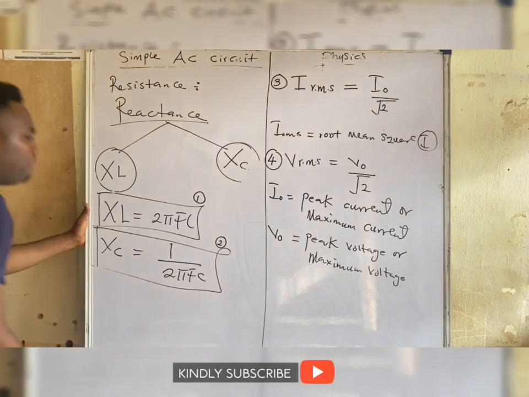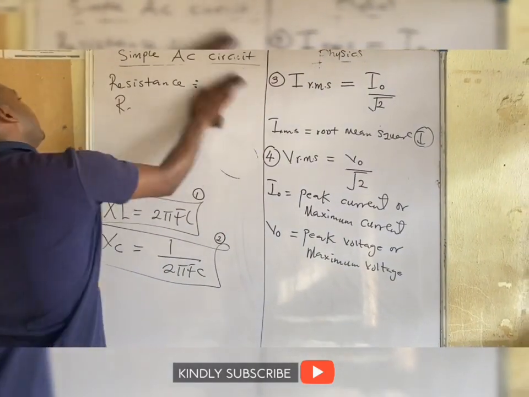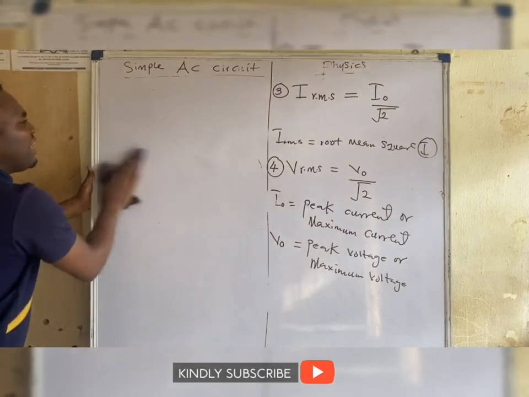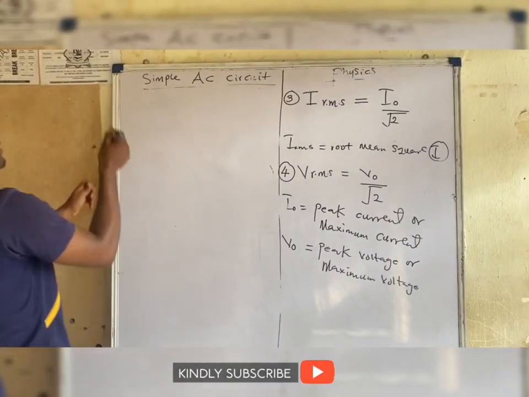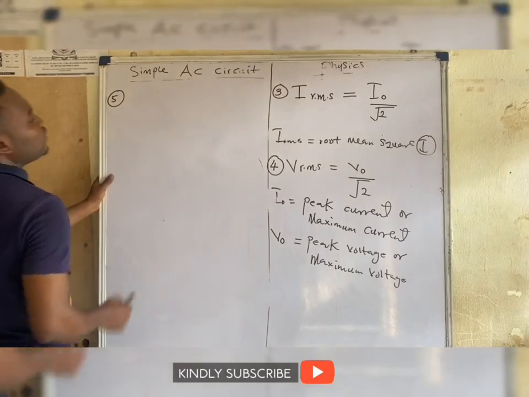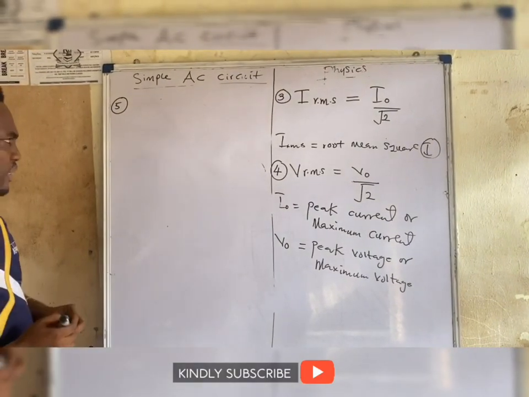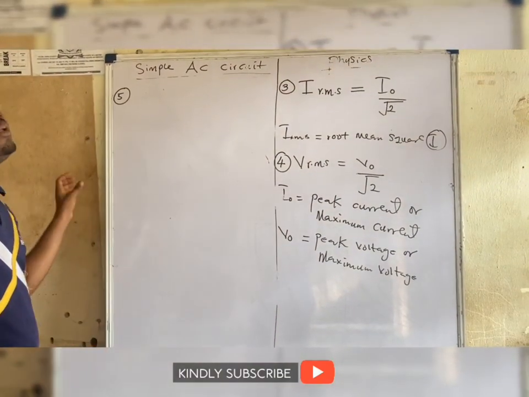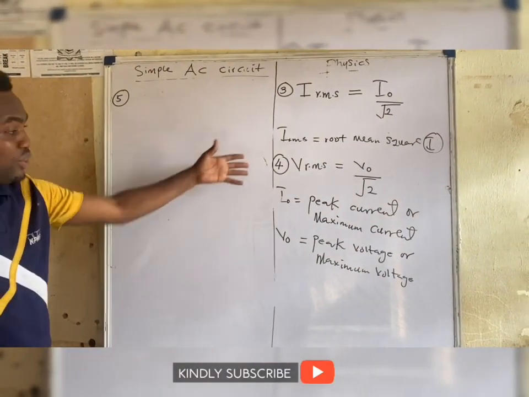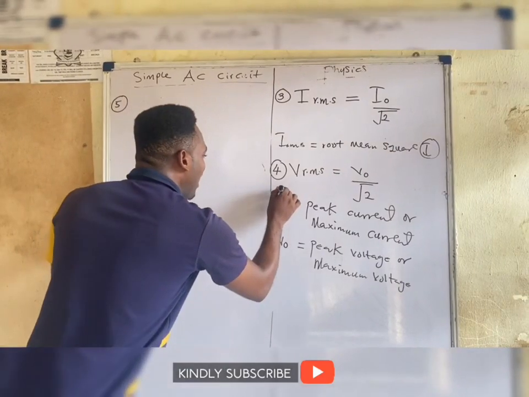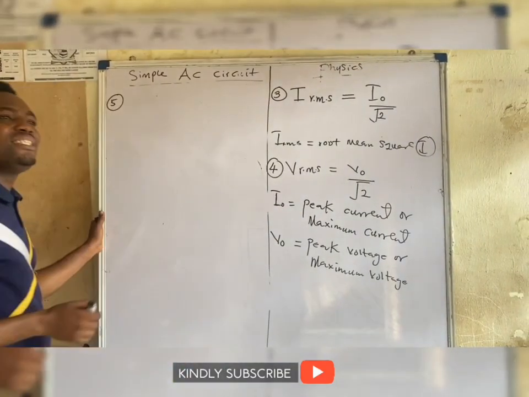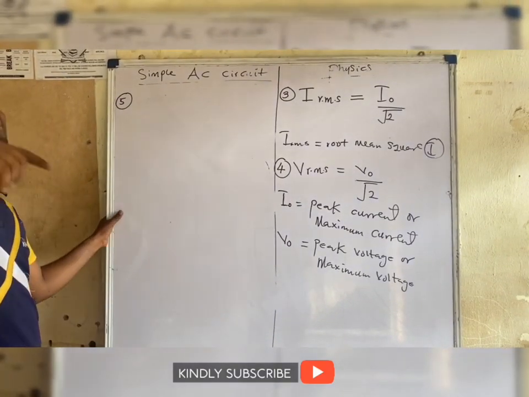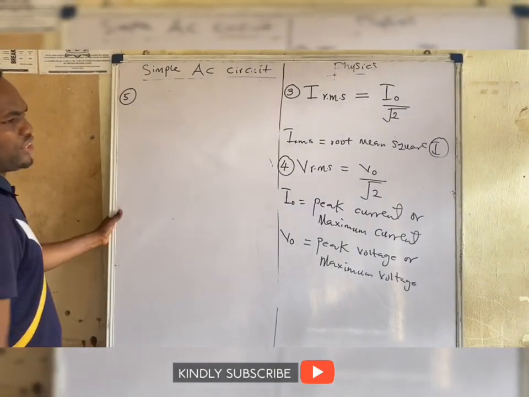Alright, moving on beyond that. There's some other formulas that we have. Number 5. Although before I write number 5, what is this root mean square? Root mean square value of anything. It could be current, it could be voltage, just as we are seeing here. Root mean square value of current is the current that will produce the same heating effect in that AC.